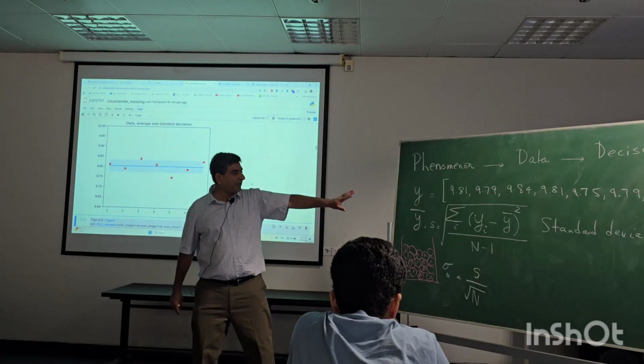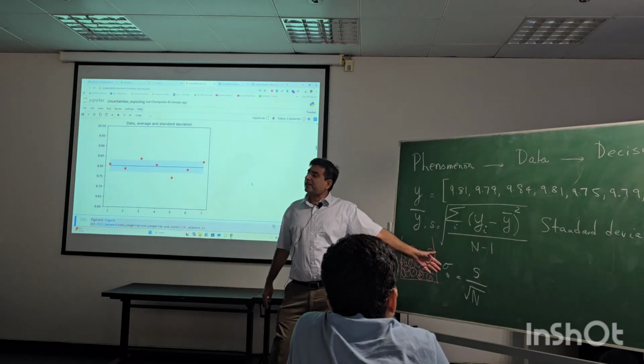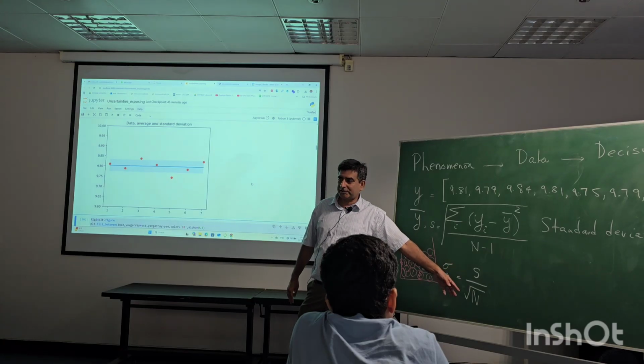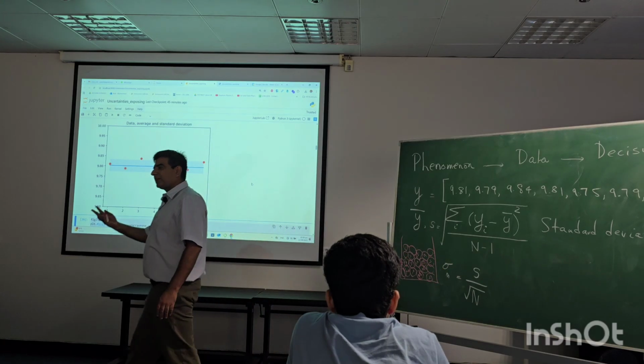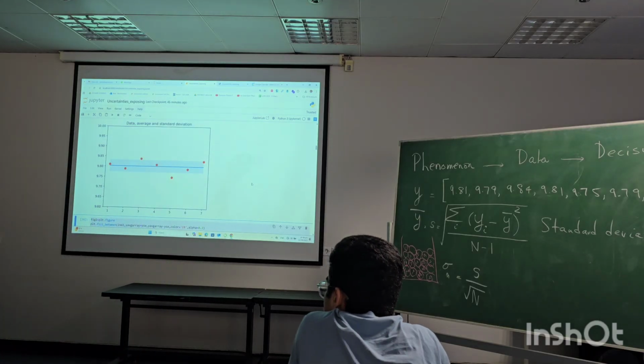So now you can tell that the standard deviation has some value. What about the standard error in the mean? That's smaller generally than the standard deviation because n is larger than 1. Okay, so for our data, let's look at the standard error in the mean.